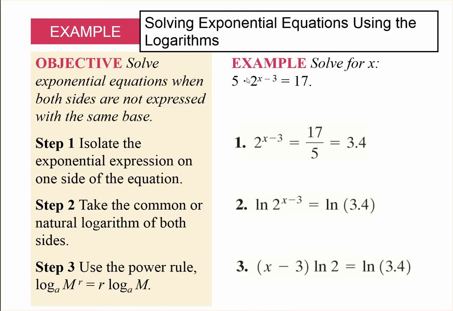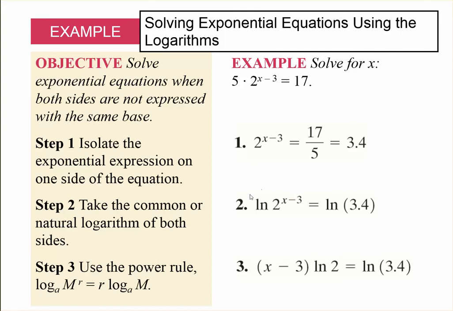So what we want to do is get this exponential expression all by itself. So let's divide by 5. And you can convert it to a decimal if you like. But here's our problem. This x is stuck in the exponent. 3.4 would never be a base of 2. And so what we do is we stick a ln on both sides, or a log, whatever you like. And we got some rules here. What happens to the exponent inside the log?